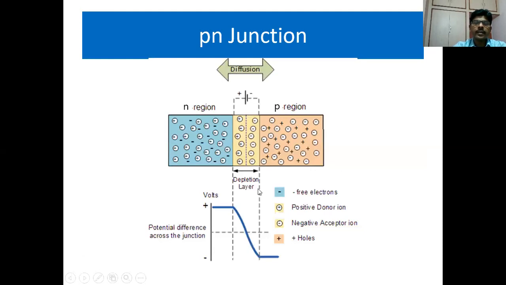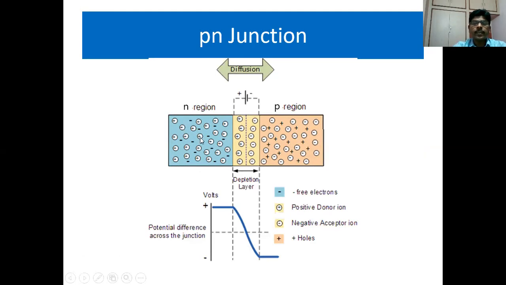Now this is a diagram which shows N region, P region and the junction region. We know that in N region, electrons are majority charge carriers. These are the electrons over here. And in P region, holes. These are the holes over here. Holes are majority charge carriers.